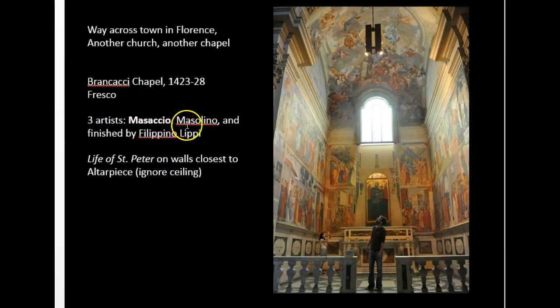Masaccio is one of them. Again, remember, he dies early. His buddy Masolino, Little Thomas, actually leaves town and has to be finished by this other guy. But anyway, let's just look at Masaccio's work.